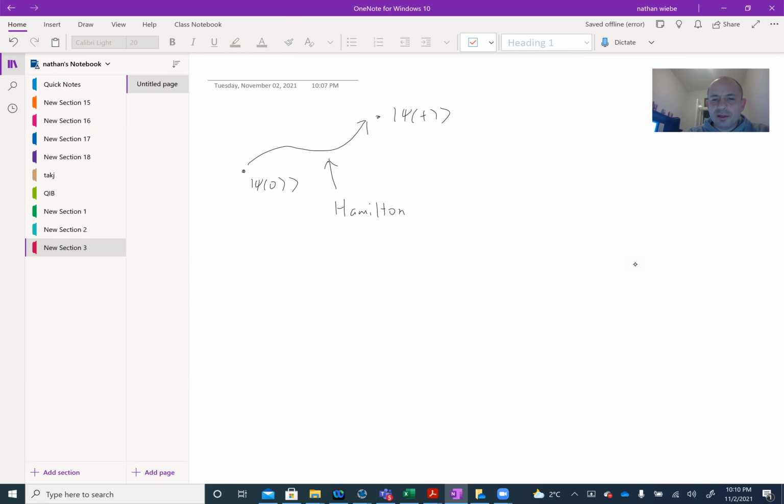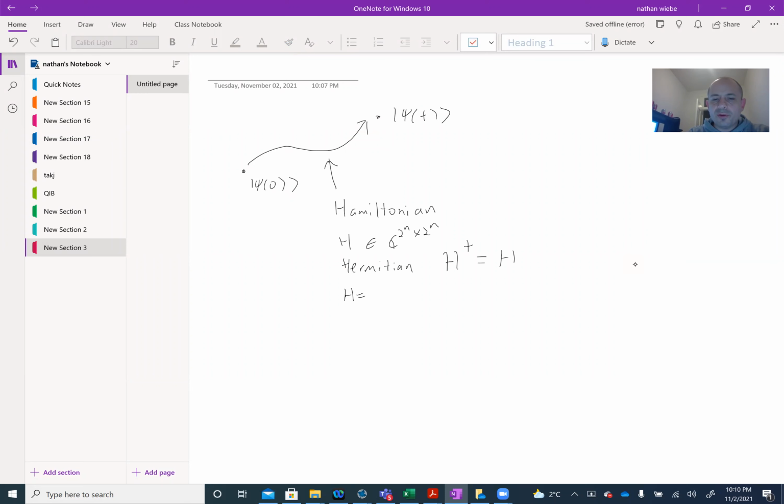The Hamiltonian H satisfies the following properties. It's a matrix that's 2 to the n by 2 to the n. It's Hermitian, by which I mean that H dagger is equal to H. Those are two of the main properties, but we're going to assume something a little bit different.